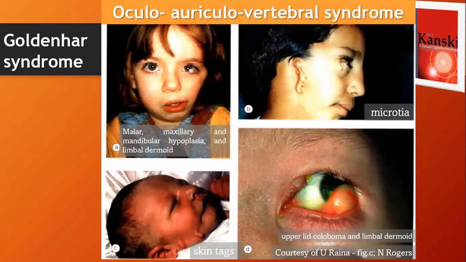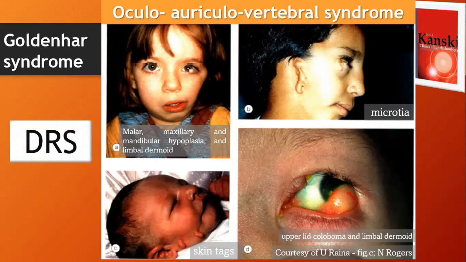Just a quick summary for Goldenhar syndrome. This is a very commonly asked syndrome in exams. So in this photo, we have limbal dermoid and hemifacial asymmetry, microtia, coloboma of the upper eyelid, and skin tags, and you have to add in your textbook or your reference Duane Retraction Syndrome. So the ocular features and the systemic features of Goldenhar syndrome are important, and kindly add Duane Retraction Syndrome. All right.